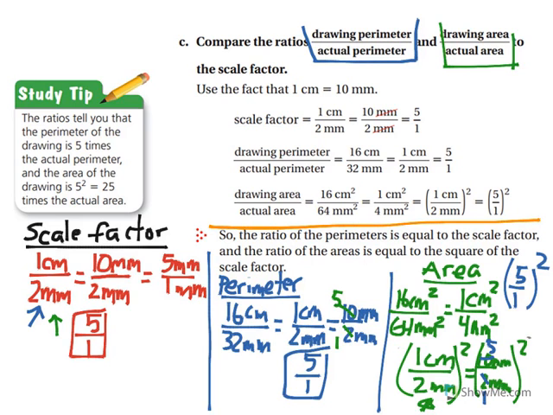And so if I read my final answer here, they're asking us to compare these three ratios: the drawing perimeter to actual perimeter, the drawing area to actual area, and the scale factor. They want us to compare all of them. So the ratio of the perimeters, which is the blue here, is equal to the scale factor, which we proved right here. And the ratio of the areas is equal to the square of the scale factor, which we proved right here.